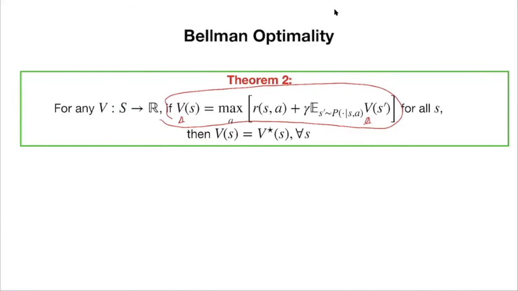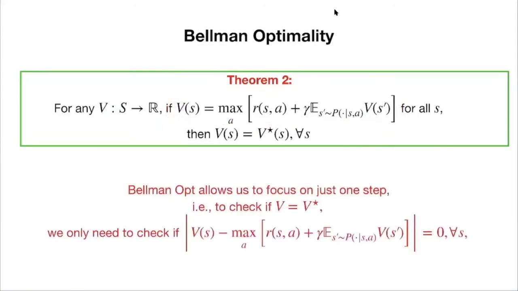Okay, so we will come back to this idea next week. Next week is all about computing V star using this property. All right, so that's basically what I just explained. This allows us to just focus on one step, right? Forget about going infinitely many steps into the future. Let's just find a function V that achieves 0 in this expression, so V is consistent.